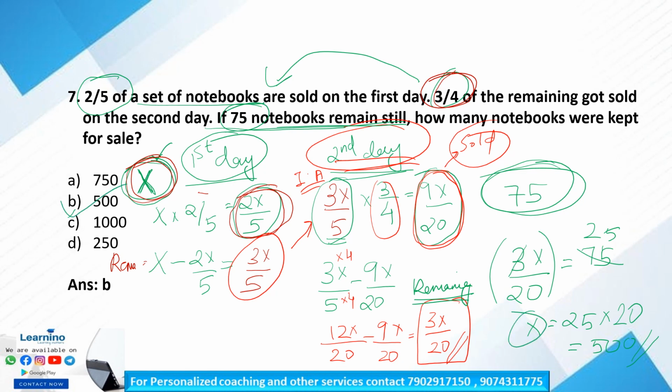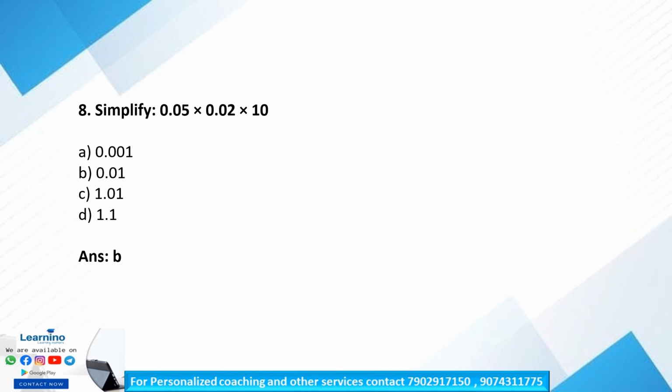X is the initial amount of notebooks we have. On the first day we have x number of notebooks. So we got x equal to 500. So our answer is 500. That is, on the first day, the number of notebooks kept for sale is 500. So option B is our correct answer. Is it clear? Okay, so next question, question number 8.